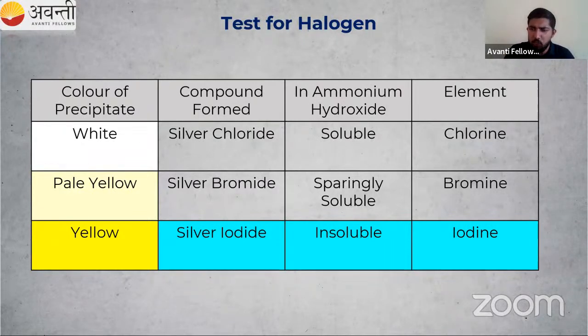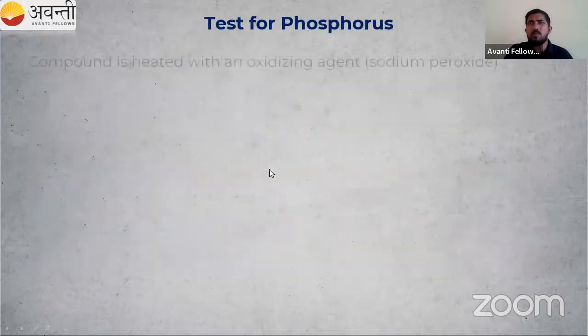I hope this is clear to you, the test for halogen. So this is the test for our halogen. So next one, test for phosphorus.